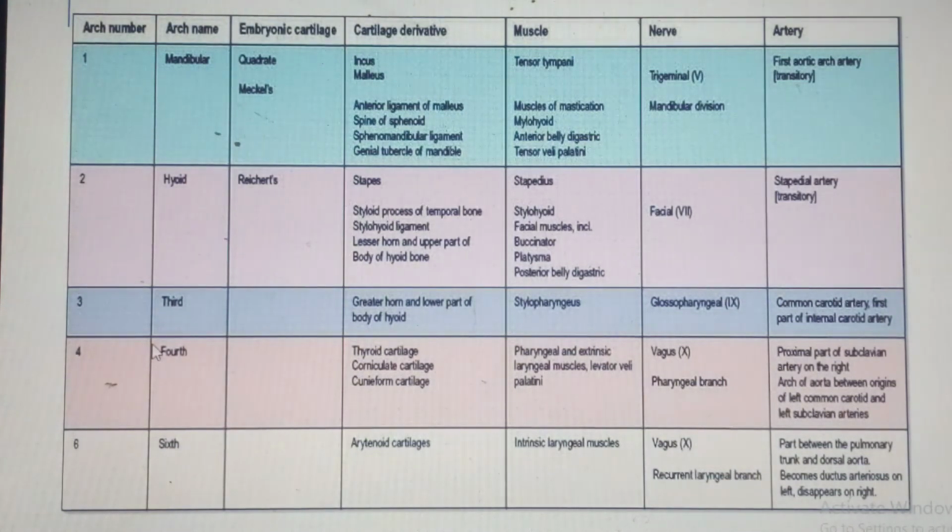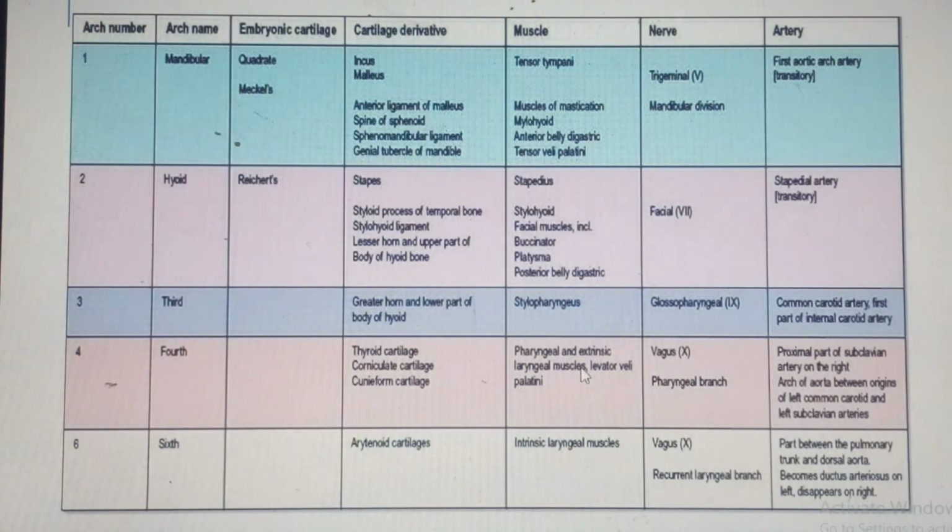Then, if you go to the fourth arch, one thing that we said is that it's supplied by the superior laryngeal nerve. We mentioned that one. The superior laryngeal nerve divides into external and internal. The external will give rise to the cricothyroid muscle. So it means that the cricothyroid muscle is supplied by the fourth arch; it's a muscle of the fourth pharyngeal arch.